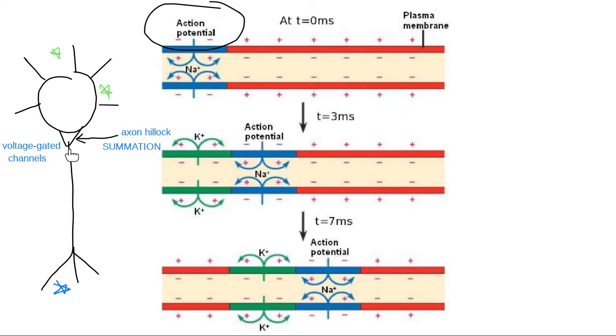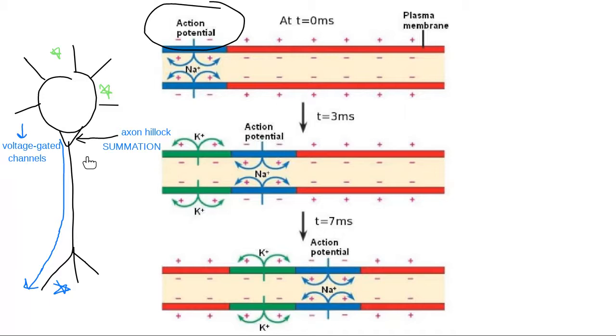And this part of my neuron does not want to stay at positive 30. It's not supposed to be there. So then those voltage-gated potassium channels open up, and we go back down to normal. And then these voltage-gated potassium channels are opening, and these ones.